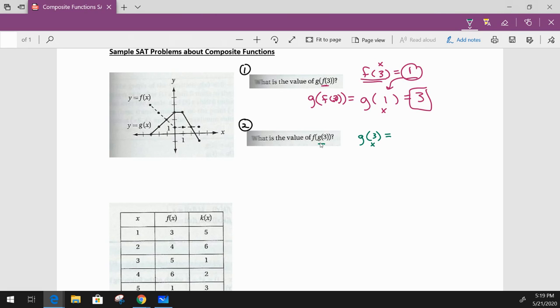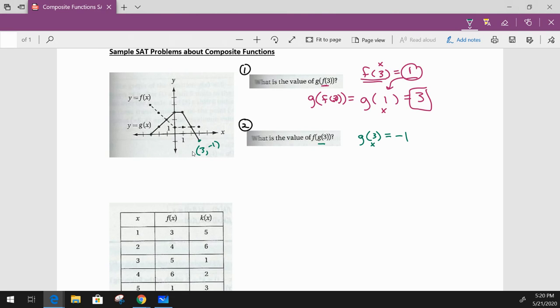Again, keep in mind that 3 is the input, or the x value. So we look at the G function. When the input value is 3, the output value, or the y coordinate, is -1. So that's this point here. Your x coordinate is 3. Your y coordinate is -1.